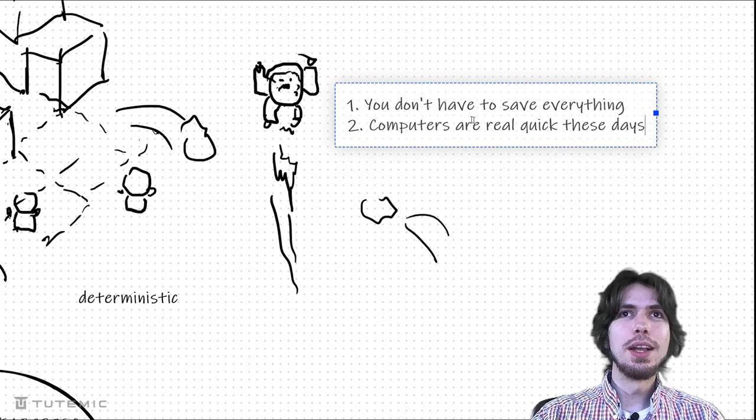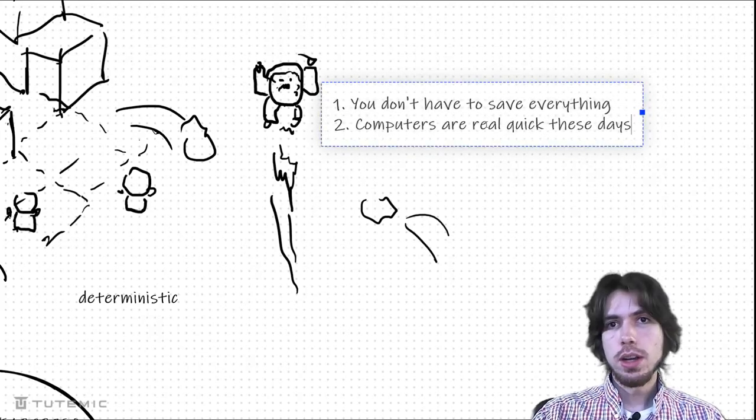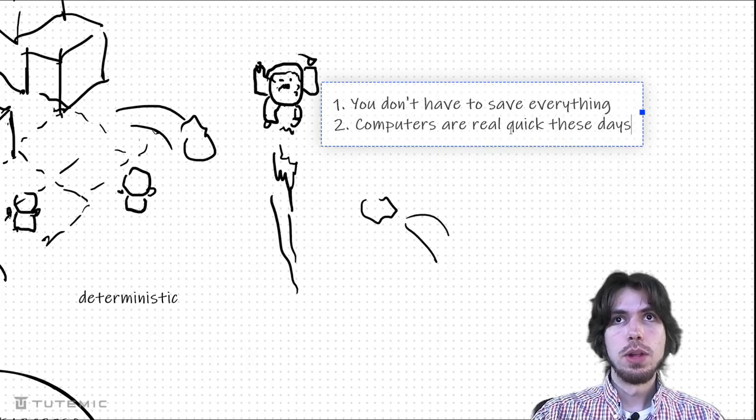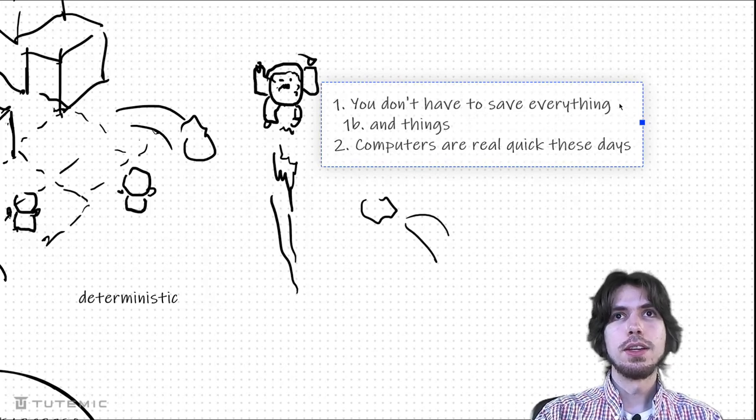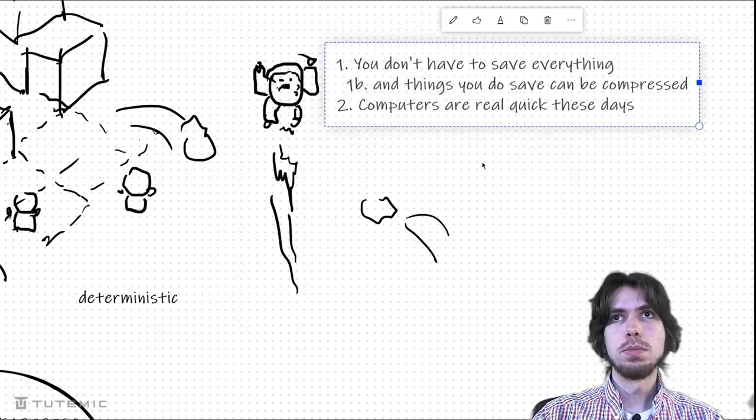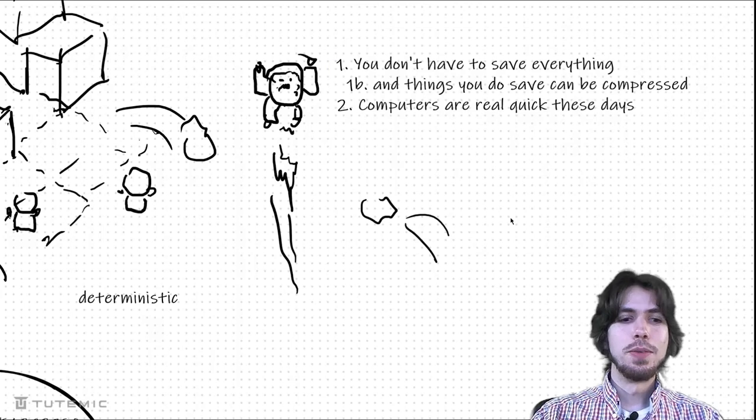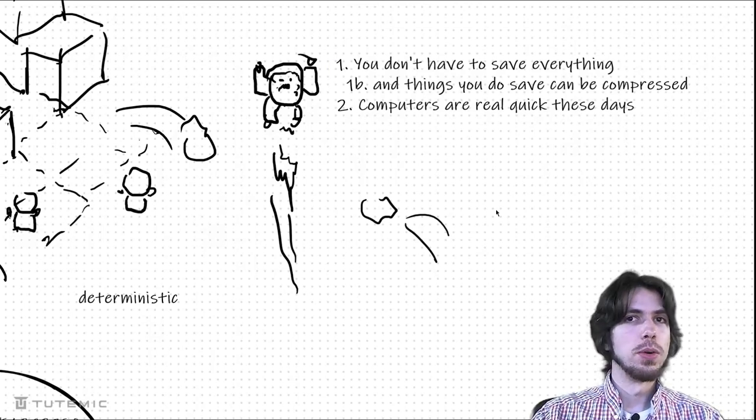Okay, so to break it down, when I say you don't have to save everything, I'm talking about compression. Well, I'm talking specifically about omitting things, but then the things you do keep, you can compress. Among the things you do keep, let's say like 1B, the things you do save can be compressed. That's basically how we want to think of this. And computers are real quick these days. So a lot of the bottlenecks that we used to have in the past are just not really bottlenecks anymore.